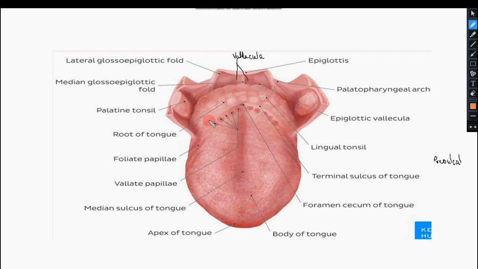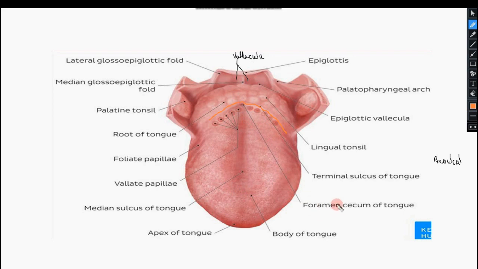Here, which I am drawing in the red color, this is sulcus terminalis, or you can say this is a terminal sulcus of the tongue, which is dividing this convex dorsal surface into two parts. This part which is posterior and the part which is anterior. So the posterior 1/3 and anterior 2/3.